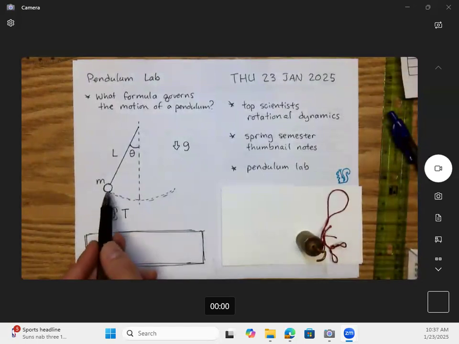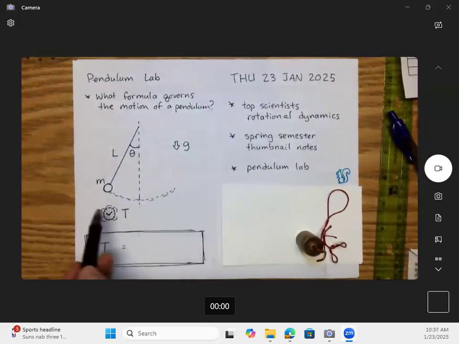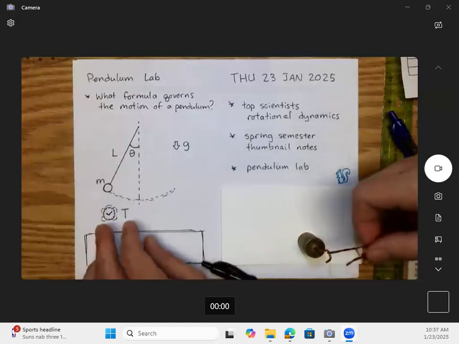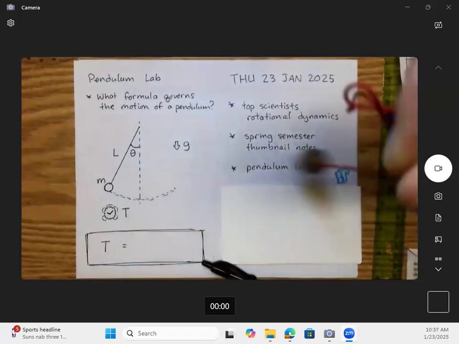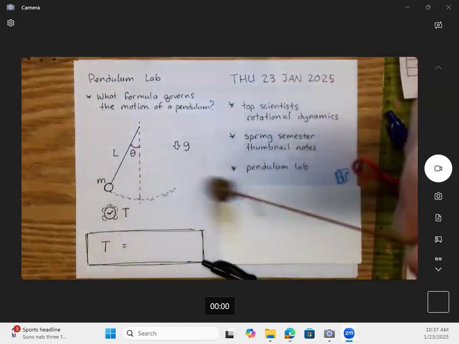Am I defining time period as from left to right? Or am I defining time period as left to the right, back to the left again? Okay. Guys, which one? Which one is the time period? Is it the second thing I said? Yeah, from the left to the right, back to the left again. That's right. So however much time that is, that's one full time period. You guys have stopwatches on your desk, okay?